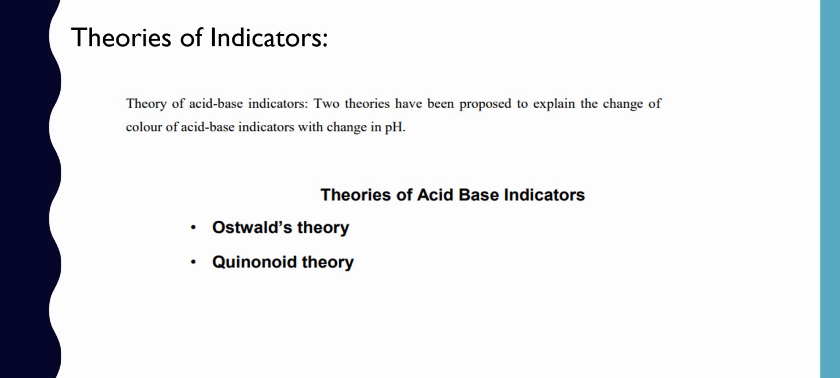Next, theories of indicator. In theories of indicator, there are two theories of acid base indicator. First is Oswald's theory and second is quinonoid theory.